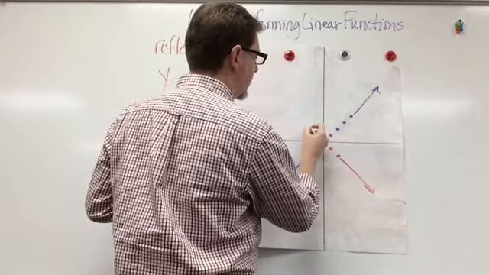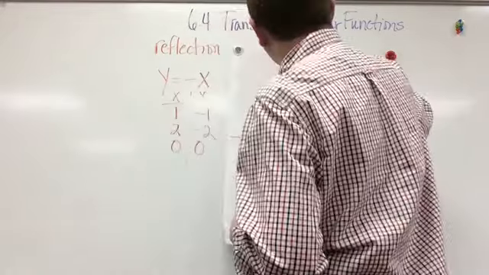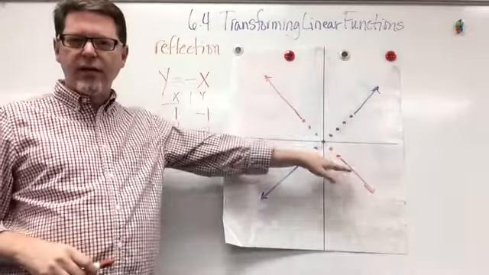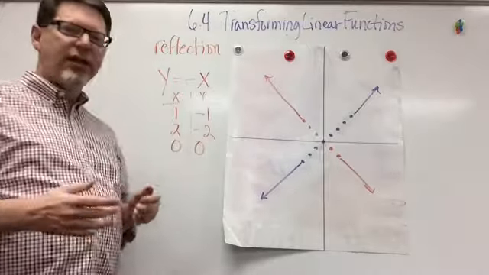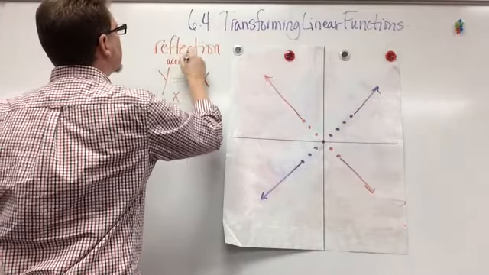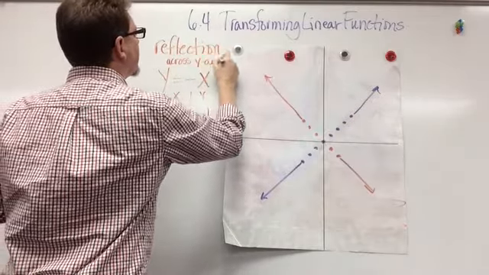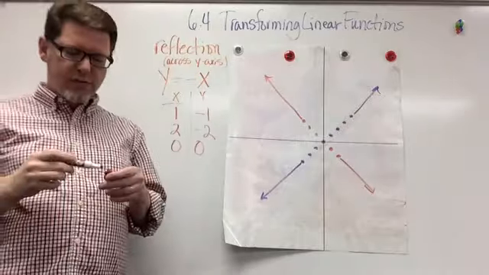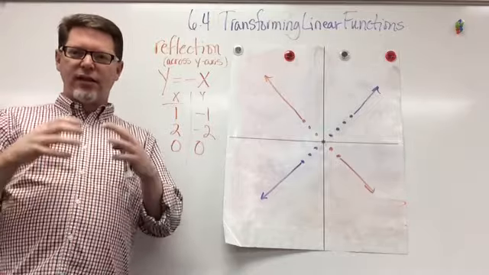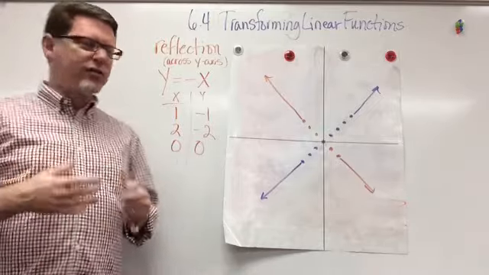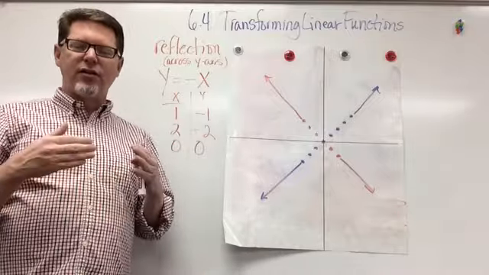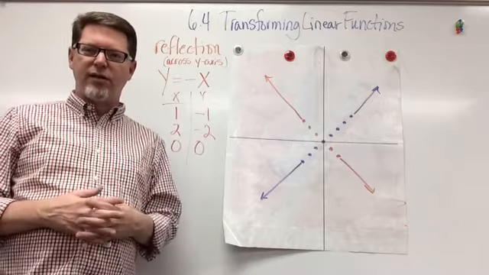And I could do this as well, just for visual sake. And that brown line is what we would consider a reflection, because it reflects across the y-axis. Once again, the thing to remember about reflections is that your slope is negative. If your slope is ever negative, then we call that a reflection when we're comparing it to the parent function.